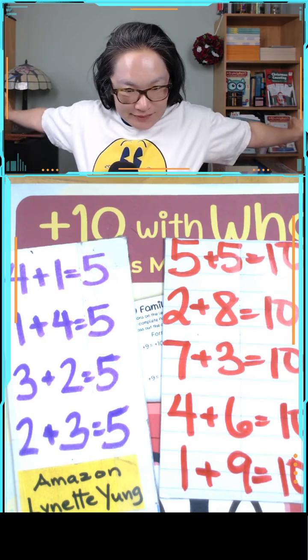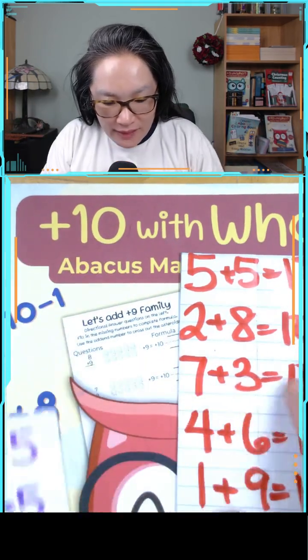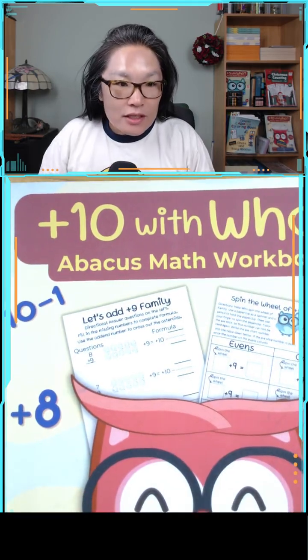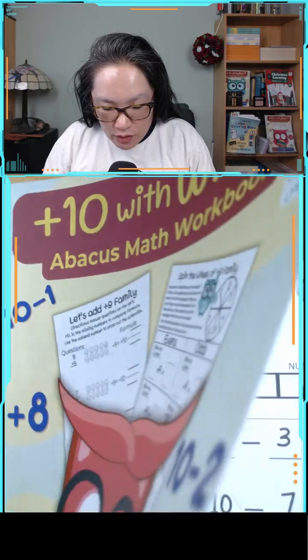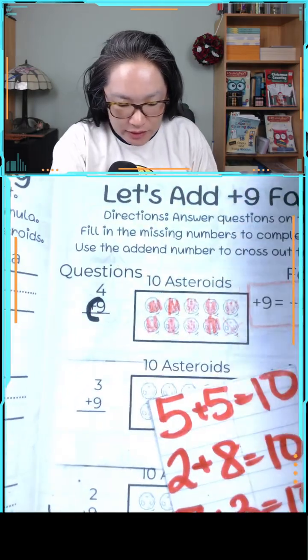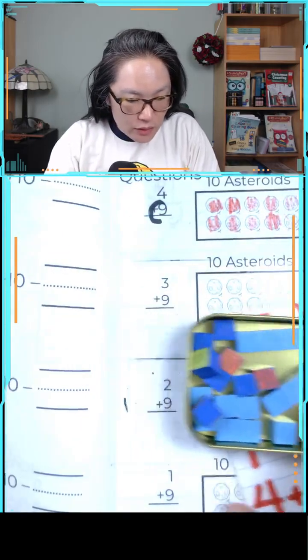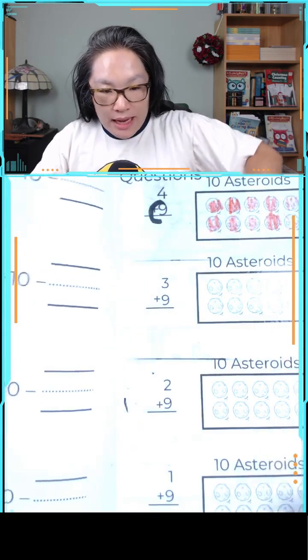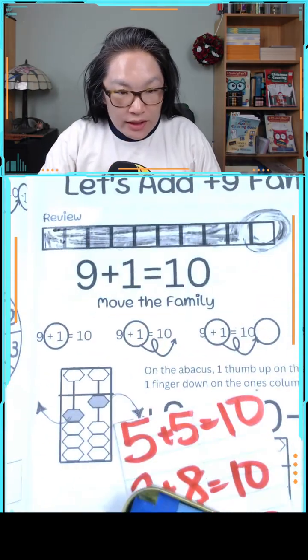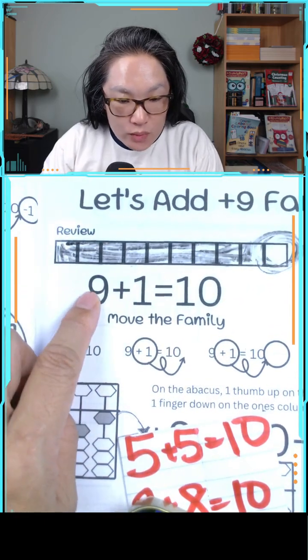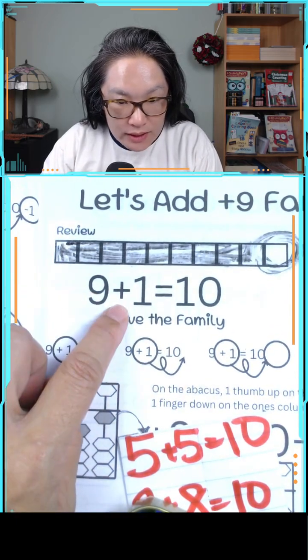So we're going to continue on. How to make a 10. What does that mean? We know how to make a 10. You'll see. Here we want to add a 10. Now in Abacus world, we understand this concept. How to make a 10 is 9 plus 1 is equal to 10.